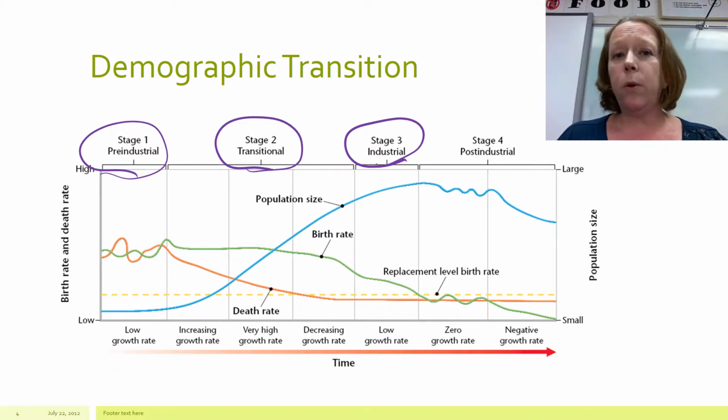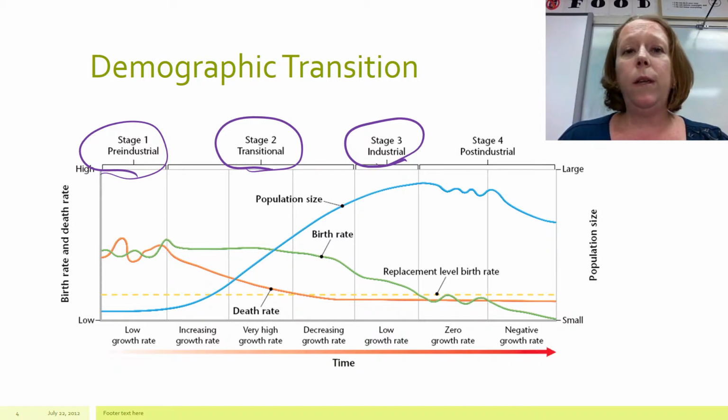So then once countries become developed and are in stage three, or the industrial stage, that's when we start to see birth rates decline, mainly because of access to birth control and a desire to have smaller families. And so we see that birth rate drop to where it's, again, roughly equal to the death rate, but now both of those are fairly low. But the result is the same because birth rates and death rates are roughly equal. The population stabilizes and levels off.